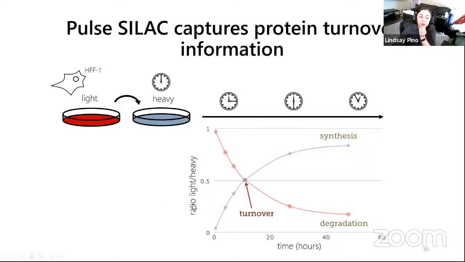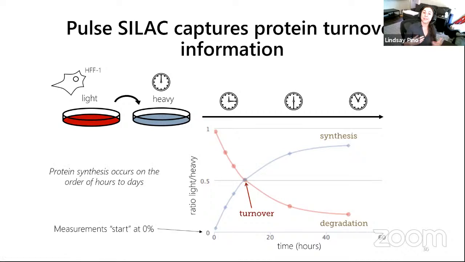If you look at a ratio of the light to heavy proteins in these cells at time 0, where they've only seen light media, all of their proteins contain 100% asterisk. It's not entirely 100%, it's naturally abundant isotopes, but 100% light amino acids in their proteomes. And then as time goes by, they start synthesizing more and more heavy proteins that contain these heavy amino acids. At this 50-50 point, it's called the protein half-life, so the turnover value.